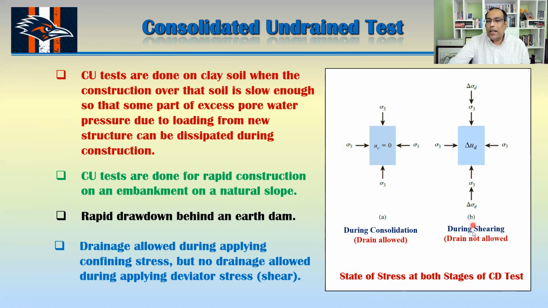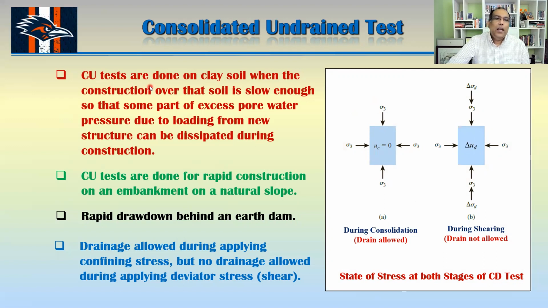But when you are shearing the specimen, at that time your drain is closed, and that's why you will see a pore water pressure there. How much, we don't know. We have to measure that from the transducer, but we'll see that there will be some pore water pressure there. Okay, so that's basically the state of stress during the 2 stages of that CU test.